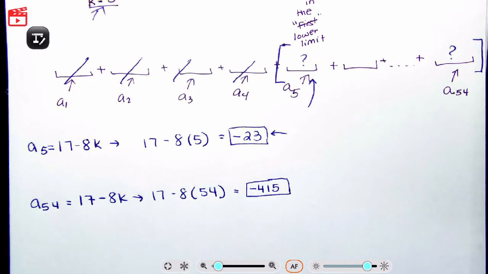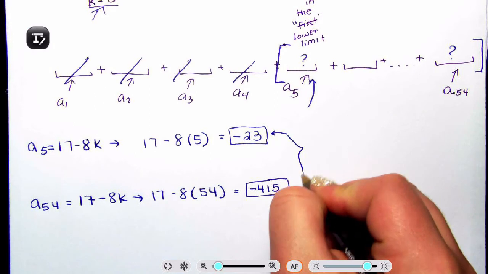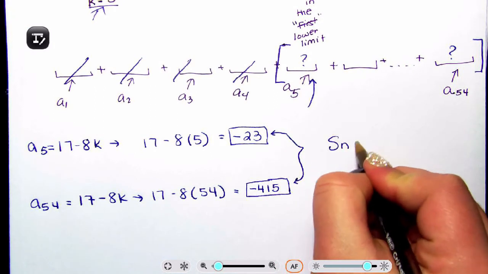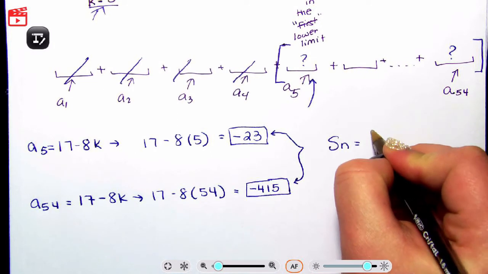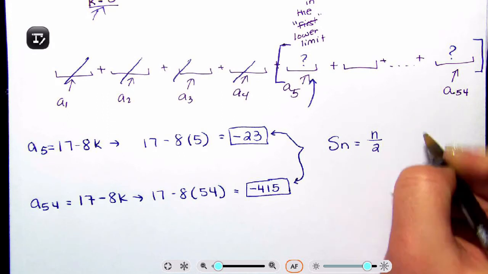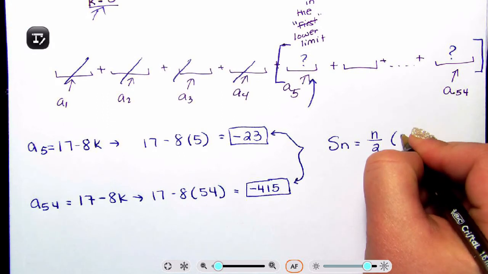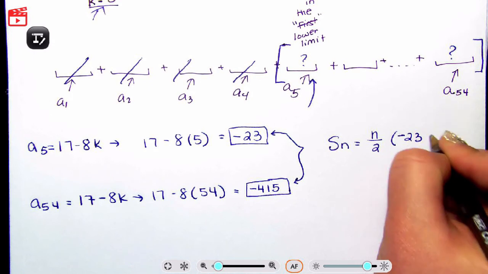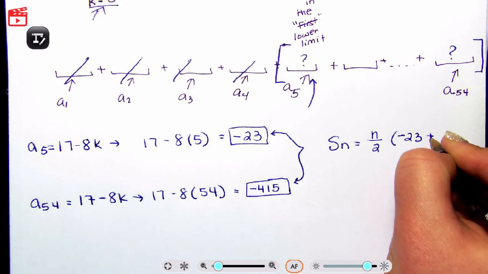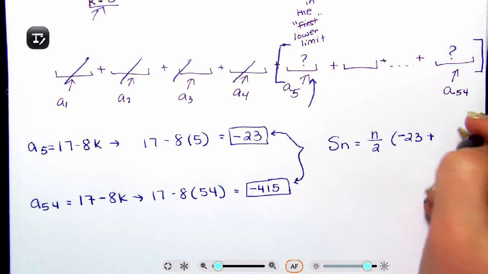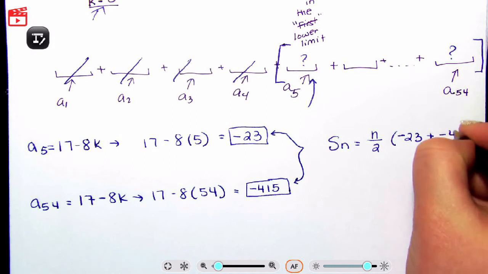415. So now that we have this, let's go ahead and plug that into our formula. So S sub n is equal to n divided by 2. A sub 1 is negative 23 plus a sub 54. And I think I said a sub 1 is a sub 5. A sub 54 is negative 415.